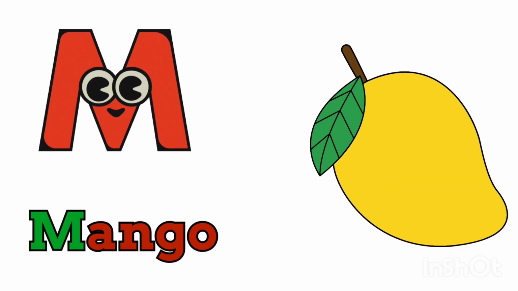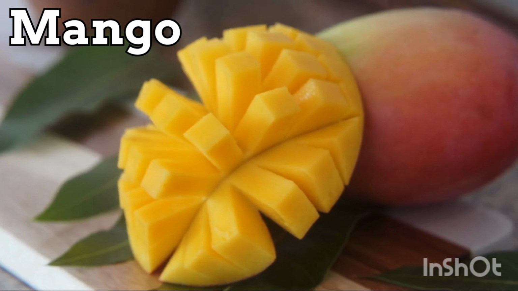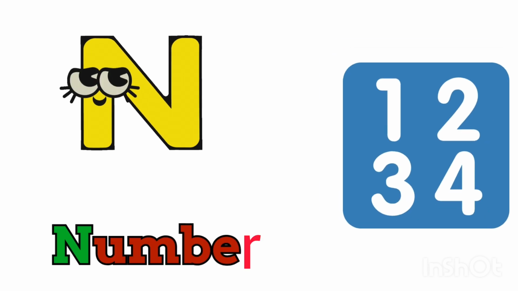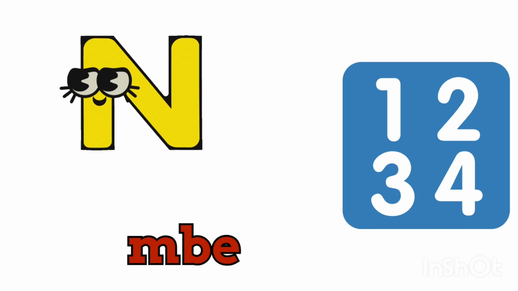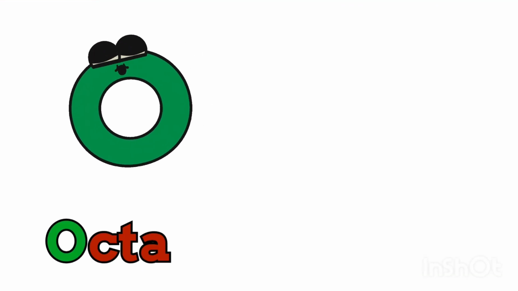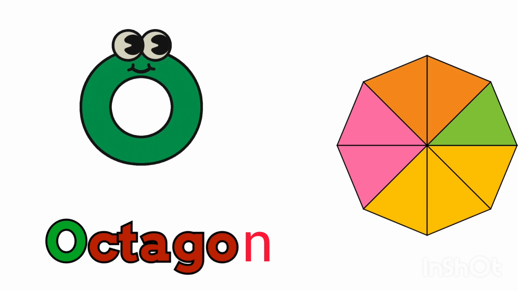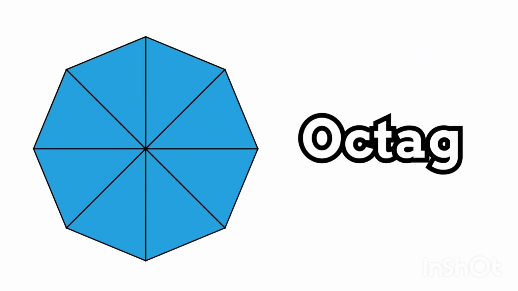M for mango. M-A-N-G-O, mango. Mango. N for number. N-U-M-B-E-R, number. Number. O, O for octagon. O-C-T-A-G-O-N. Octagon.